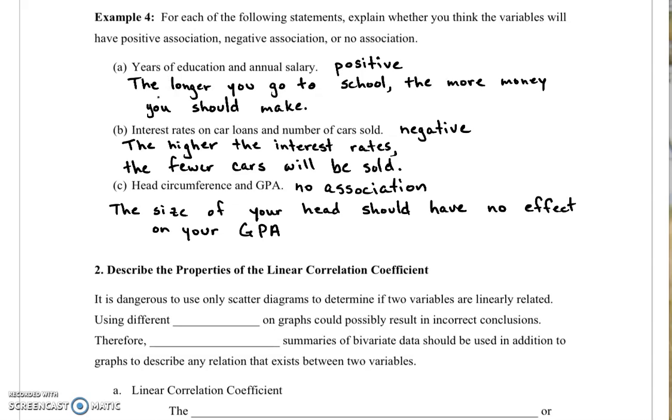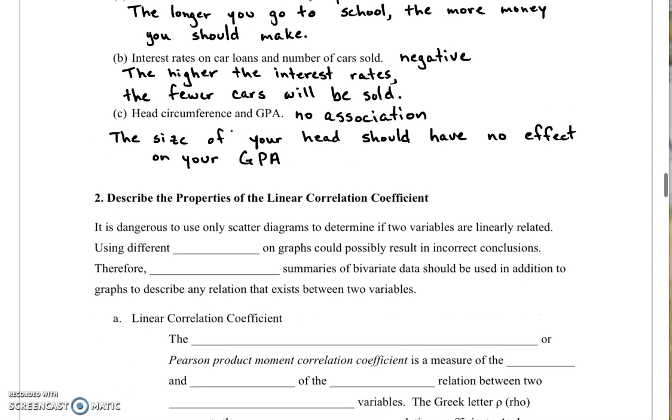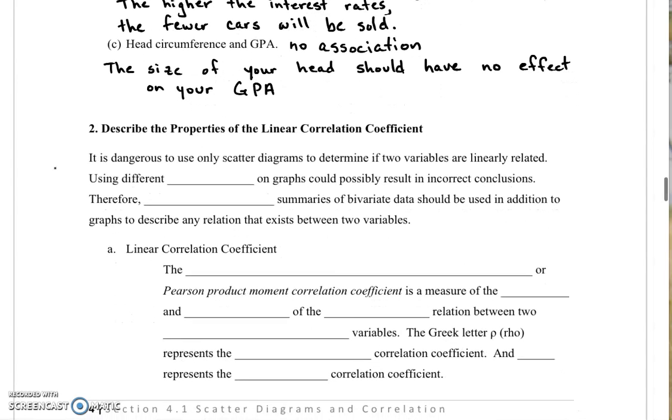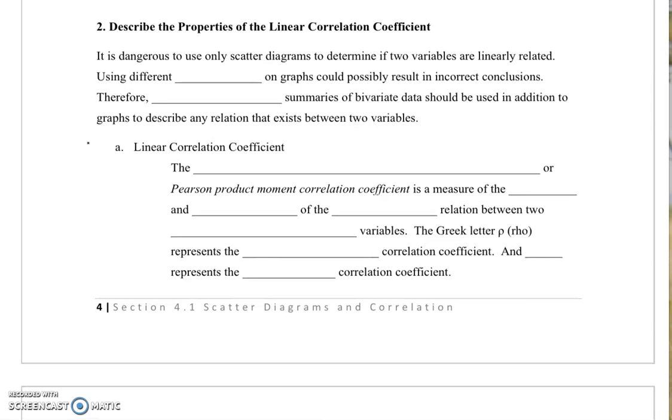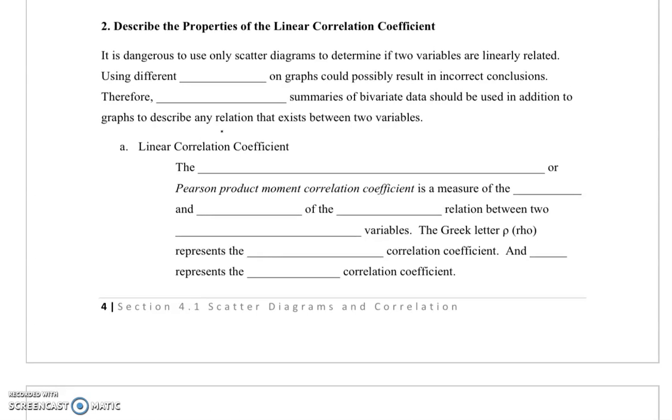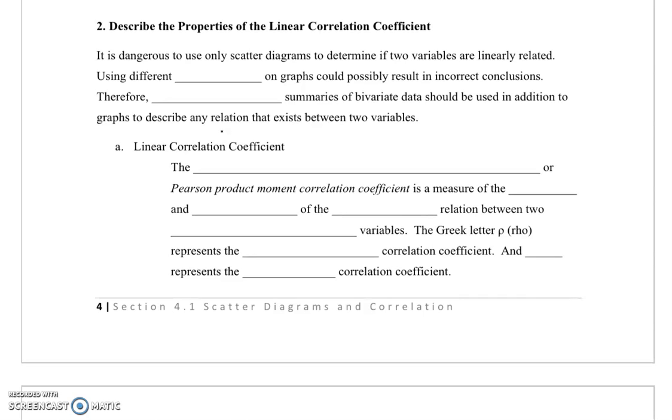So all of this is an introduction, and we were just eyeballing the graphs and using data. Now we're using common sense to decide whether data would have what type of correlation. Now let's start talking about how we do this formally, meaning using statistics to do it. Let's start by talking about something called the linear correlation coefficient. So it's dangerous to use only scattergrams to determine if two variables are linearly related, because using different scales on graphs could possibly result in incorrect conclusions.